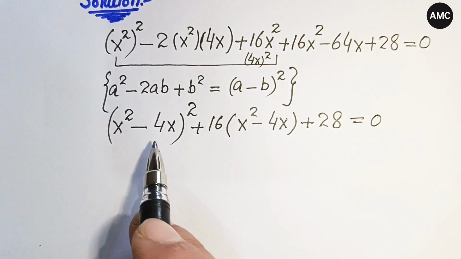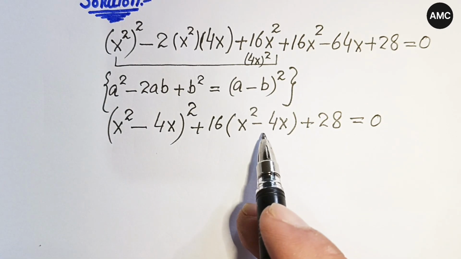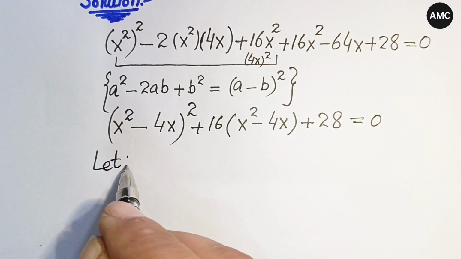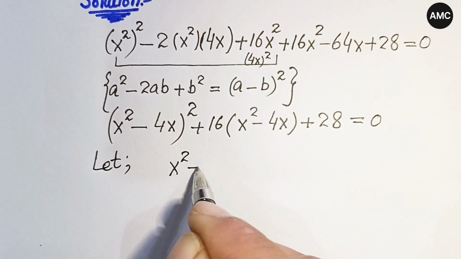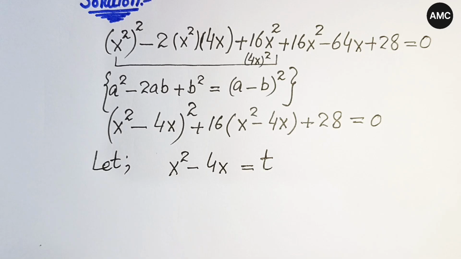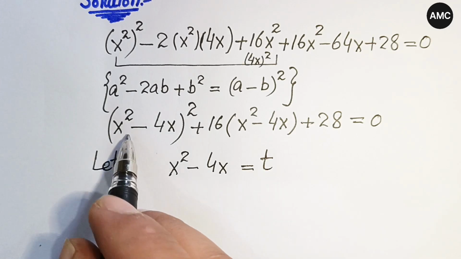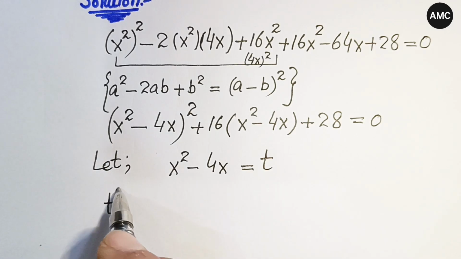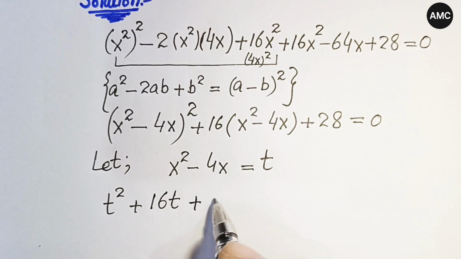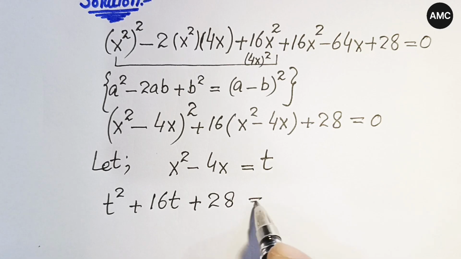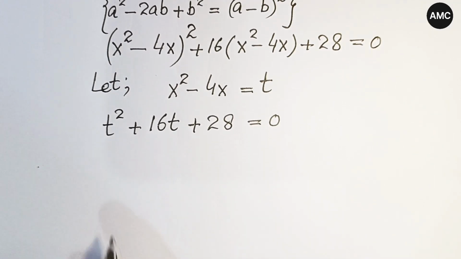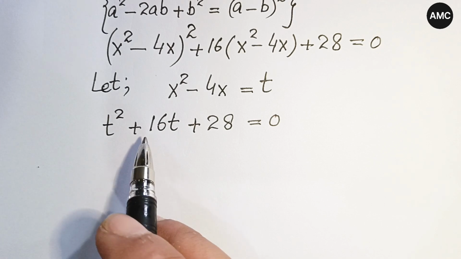Now x squared minus 4 times x and x squared minus 4 times x is the same. So let us suppose that this x squared minus 4 times x is equal to t. By substituting this value here, we will get t squared plus 16 times t plus 28 is equal to 0. Now it is a nice quadratic equation. We can solve it by the factorization method.